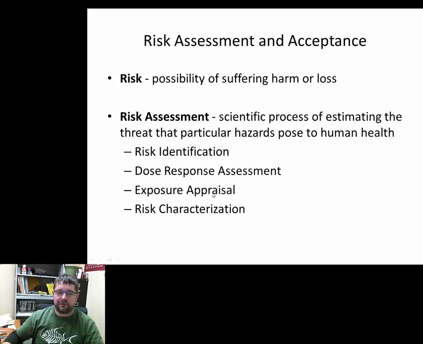And then they're going to ask how many exposures you are going to have. Are you going to do this every single day? And then they can classify that risk: how risky is this job? A lot of people will look up what the most dangerous job is. This is how a risk assessment is done. They look at identifying the risk, what the dosage is if it's chemically based, what the exposure is, and how we classify that risk.